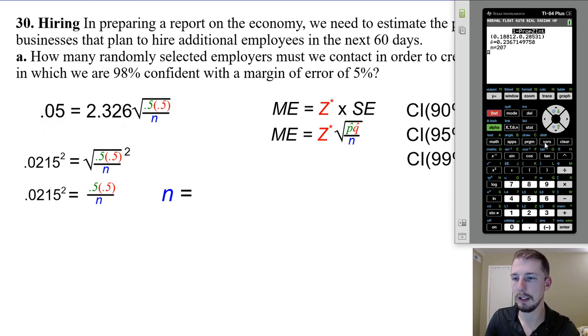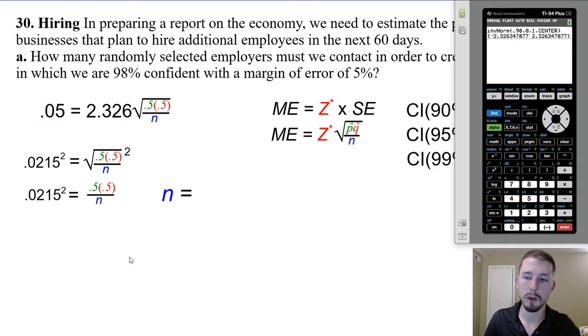So I'm going to go to second, distributions, inverse normal. The area we're going to do under the curve is going to be 0.98, 0 and 1, because we're doing z-scores for the standard normal, and measuring the 98% from the center. All right, so that's going to give us critical values of 2.326, which is what I have here.